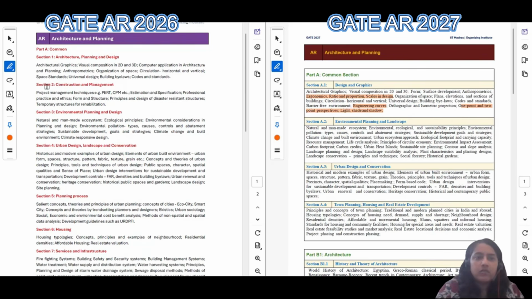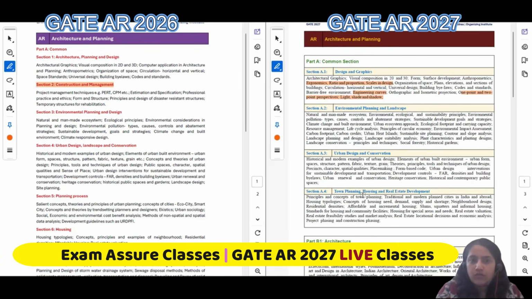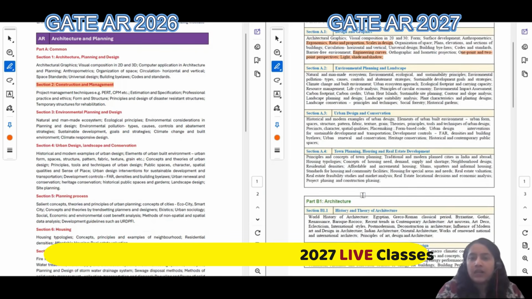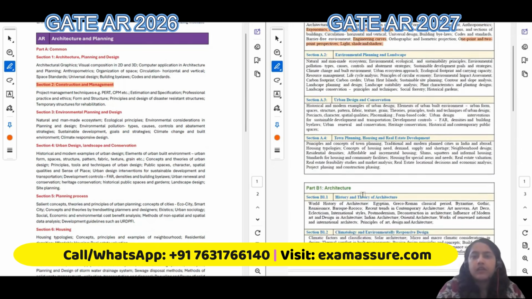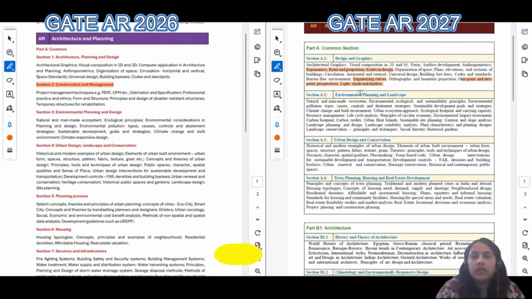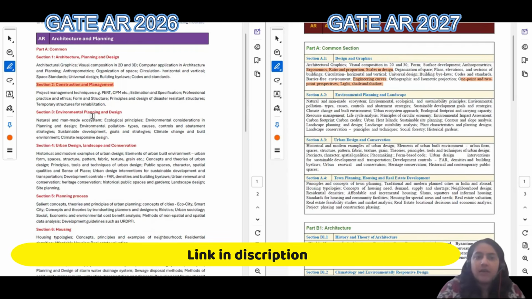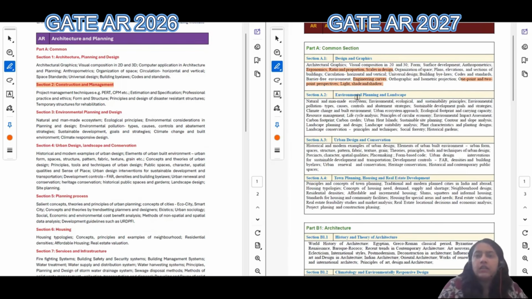In 2026, we had construction management. Now that has been moved to part B1. We will look at it a little later. In terms of section 3, that is environmental planning and design and climate change, in 2027, along with environmental planning, landscape also has been added. Again, the syllabus has been more detailed.